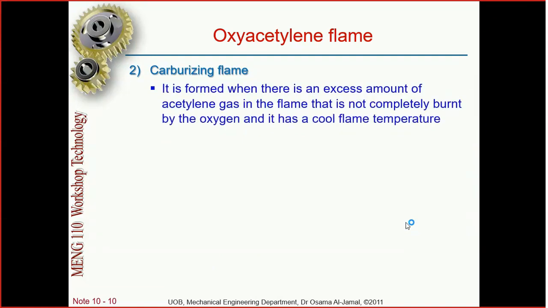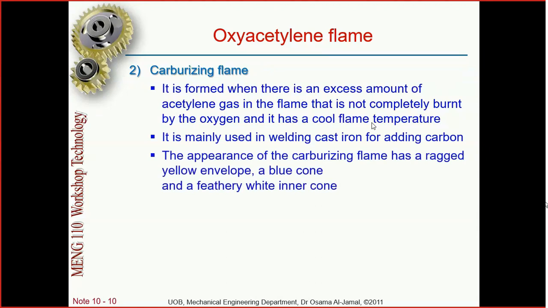Now the carburizing flame, where the amount of acetylene is more. There is an excess amount of acetylene gas in the flame that is not completely burned by the oxygen. The excess acetylene forms a carburizing flame. It has a cool flame temperature. It is mainly used in welding cast iron for adding carbon.